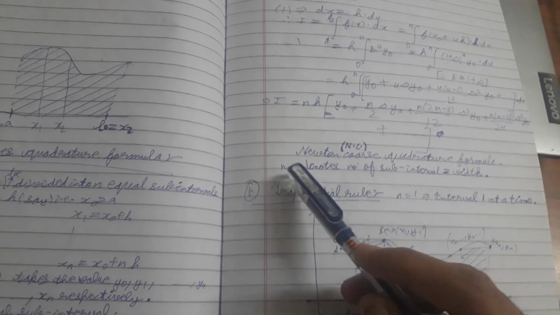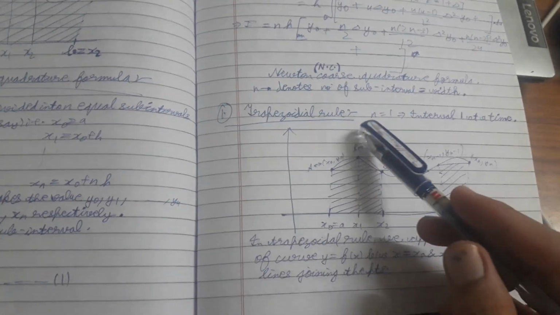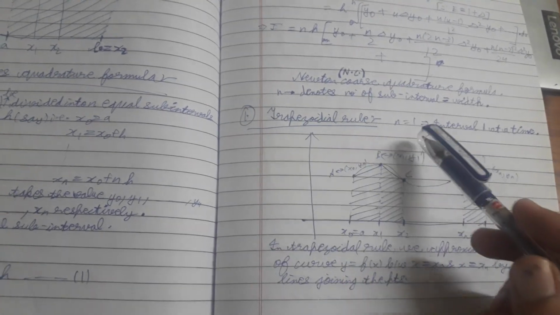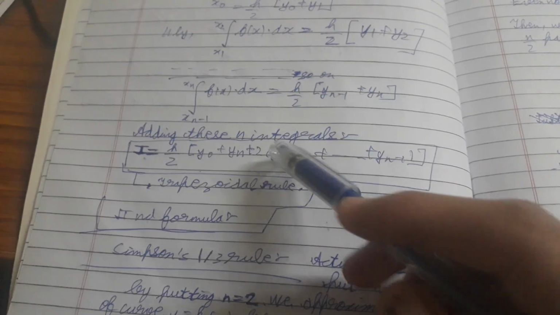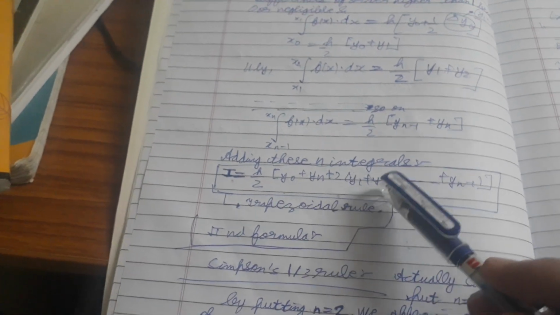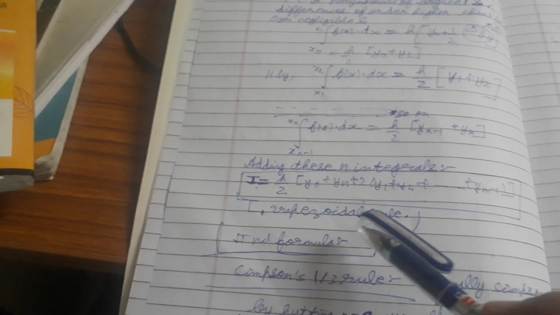Newton-Cotes quadrature formula: n denotes the number of subintervals, equal to the width. Then the trapezoidal rule: n is equal to 1, one interval at a time. x0 is equal to a, then x1, x2, up to xn minus 1, and b is equal to xn. I is equal to h by 2 into y0 plus yn plus 2 into y1 plus y2 plus dash plus yn minus 1, which is the trapezoidal rule.